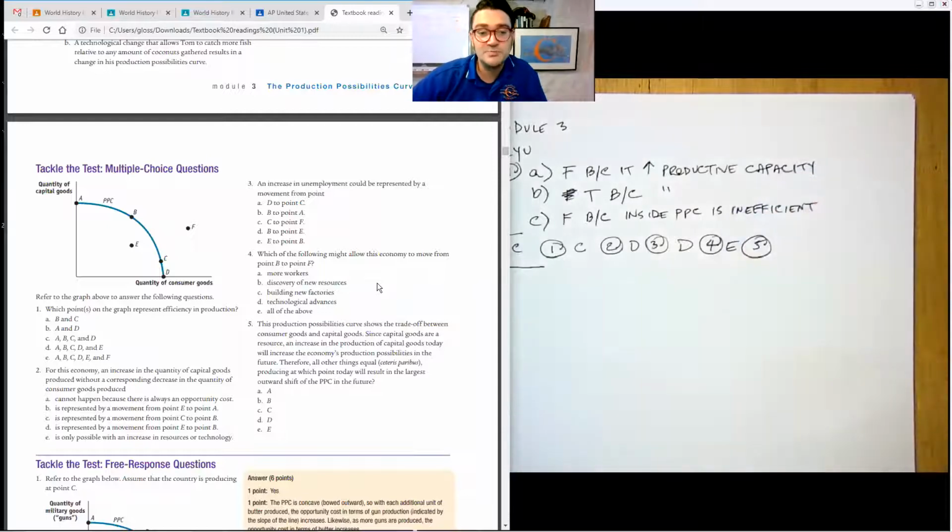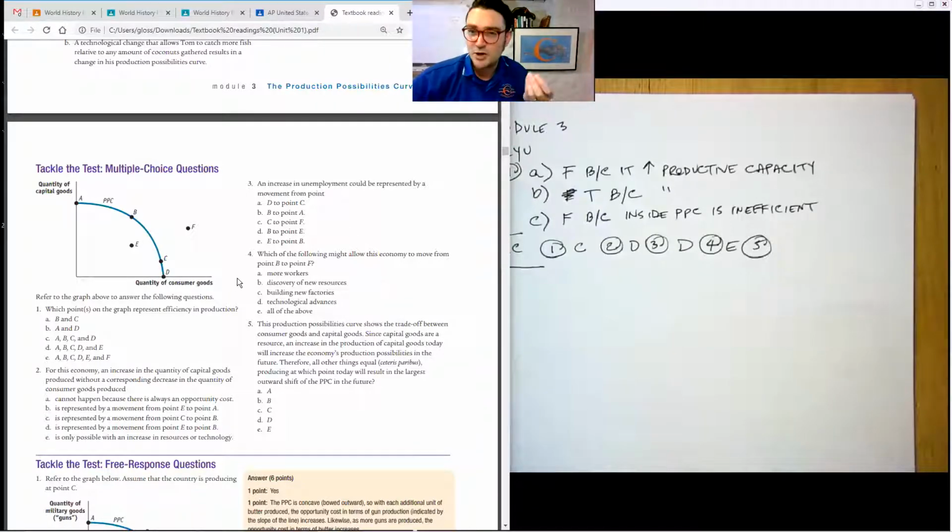Number five, this production possibilities curve shows the trade-off between consumer and capital goods. Since capital goods are a resource, an increase in the production of them today will increase the economy's productive possibilities in the future. So if we hold everything else constant, at what point, if we produce today, will make the biggest shift outward? So in other words, what's going to give us the most ability to produce in the future? And recall, it just says right there in the question, capital goods are used to make other things. So if we make more capital goods, then we'll get more economic growth, right?